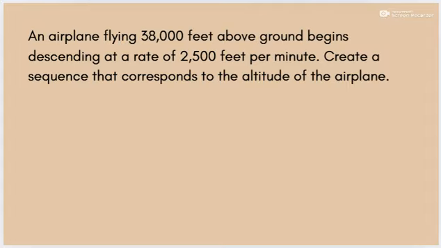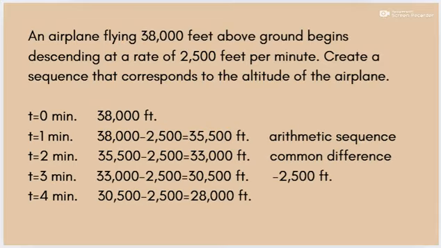An airplane flying 38,000 feet above ground begins descending at a rate of 2,500 feet per minute. Create a sequence that corresponds to the altitude of the airplane. So we know that at 0 minutes, we're at 38,000 feet. Before we start descending, we're at 38,000 feet. After 1 minute, it's 38,000 minus 2,500 because we're descending at a rate of 2,500 feet per minute. So after 1 minute, we're at 35,500 feet. After 2 minutes, it's 35,500 minus another 2,500 feet. So after 2 minutes, we're at 33,000 feet. You just continue that pattern down for all 4 minutes. This is an arithmetic sequence because it has a common difference of negative 2,500 feet.